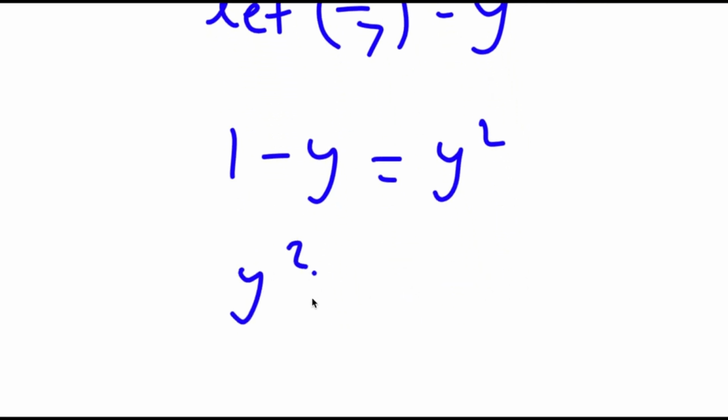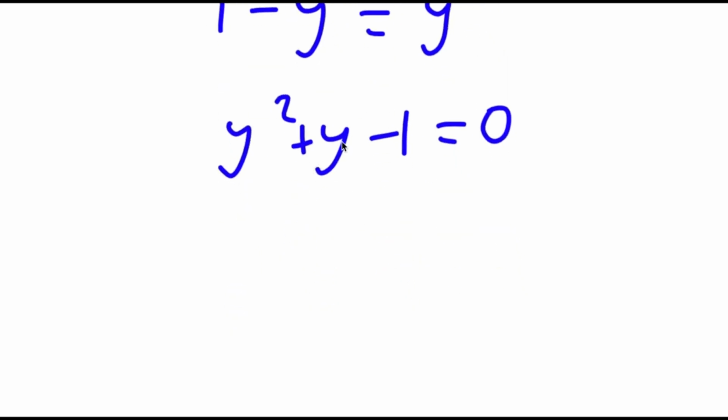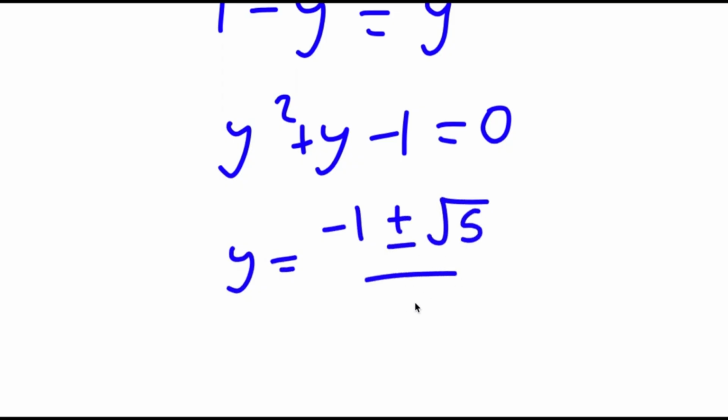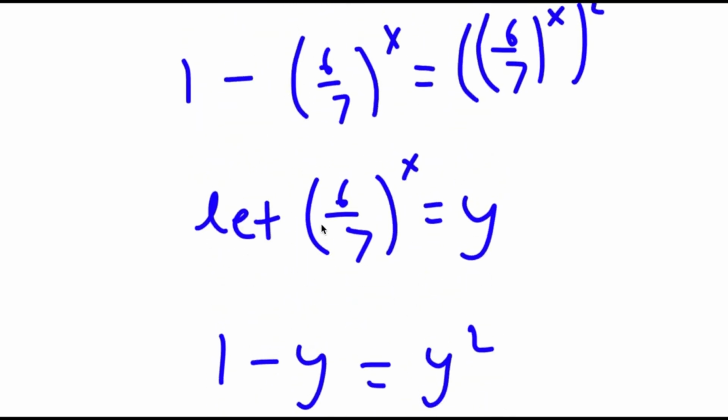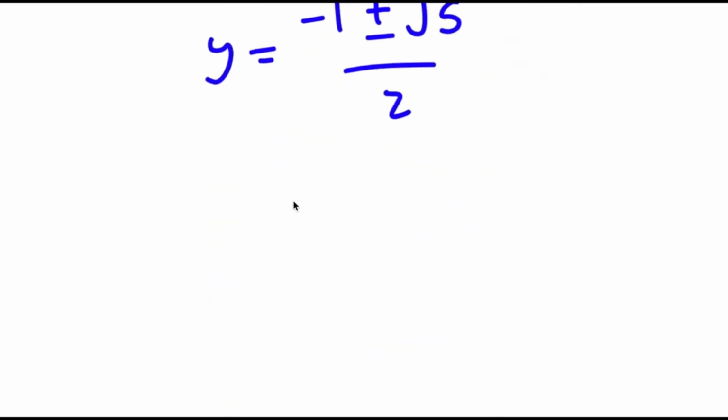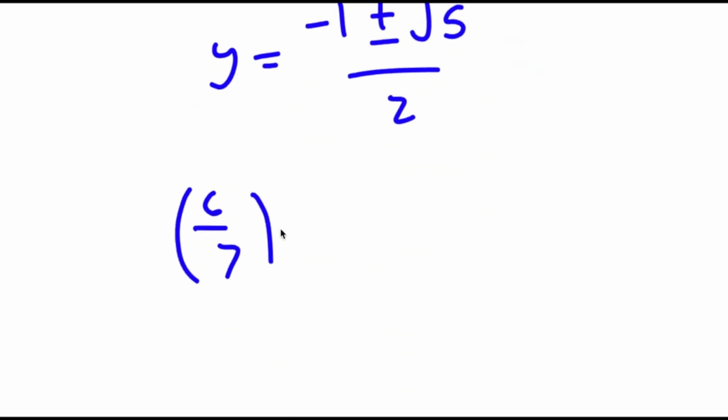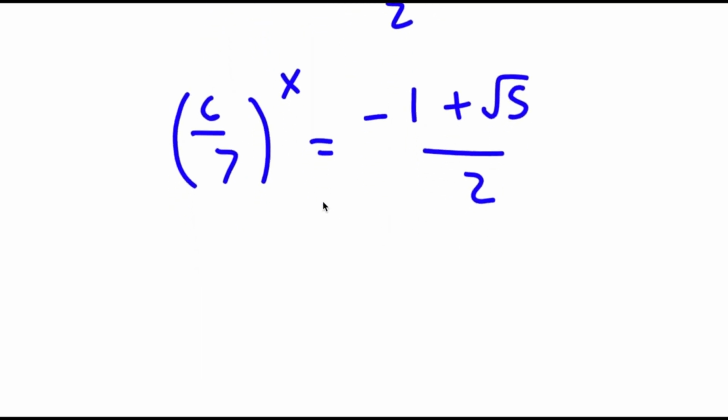And this is the same thing as y squared plus y minus 1 is equal to 0. Now, you have to use a quadratic formula to actually solve this, but if you do, you end up getting that y is equal to negative 1 plus or minus the square root of 5 over 2. And now remember how we let 6 over 7 to the power of x equal y. So now I have 6 over 7 to the power of x equal negative 1 plus the square root of 5 over 2.